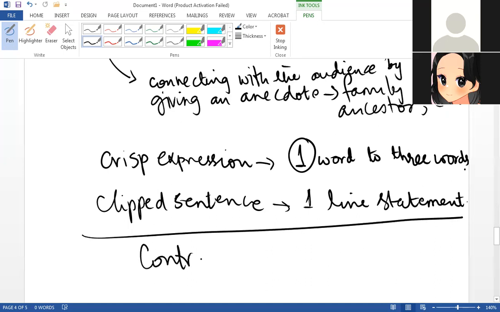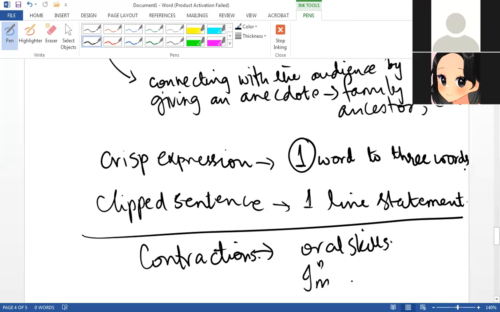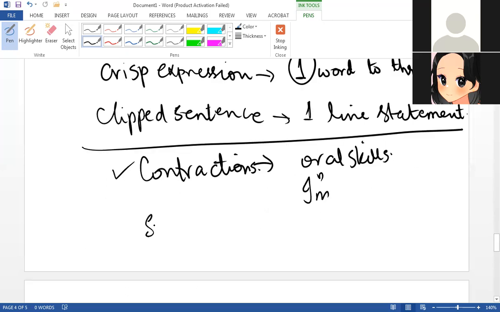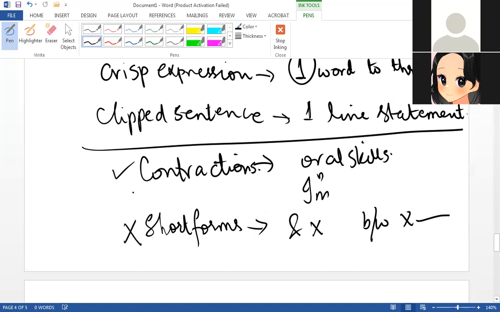And one thing that you must not forget is using contractions. It's basically all about using oral skills. When people deliver speech, they use contractions. They never say I am, they will say I'm. But please understand, I'm asking to use contractions and not short forms. Short forms are not allowed. For example, like this, and, or, between, all of these are not allowed. We're talking about contractions, so you can use them because we are showing oral skills.